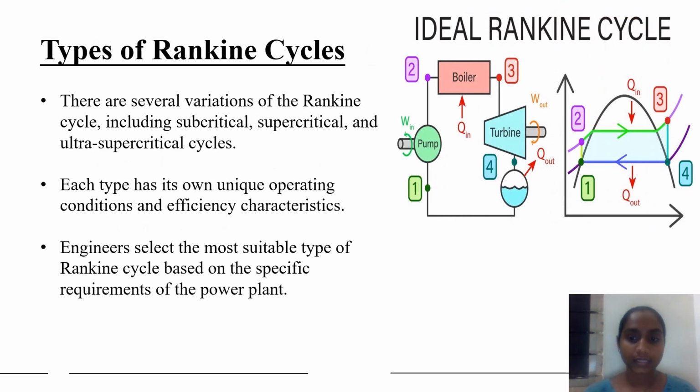Types of Rankine cycles. There are several variations of the Rankine cycle, including subcritical, supercritical, and ultra supercritical cycles. Each type has its own unique operating conditions and efficiency characteristics. Engineers select the most suitable type of Rankine cycle based on the specific requirements of the power plant.